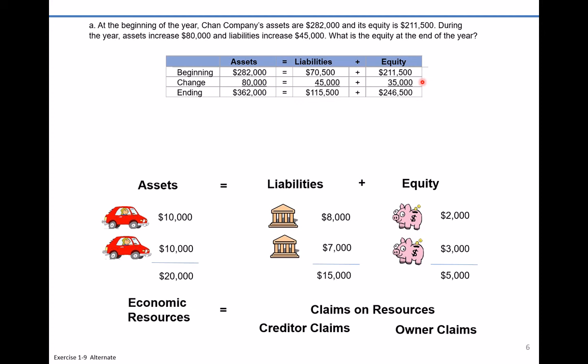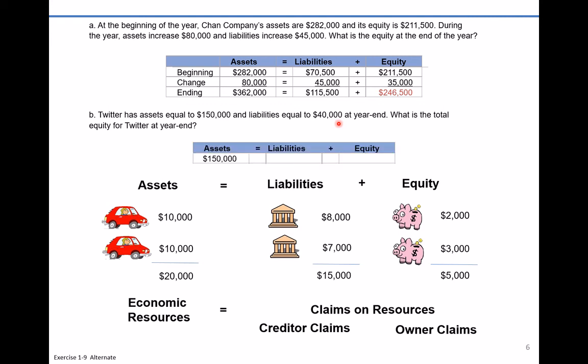Let's take a look at Part B. Part B says Twitter has assets equal to $150,000 and liabilities equal to $40,000, and both of these are year-end balances. What is the total equity for Twitter at year-end? Well, the balance sheet equation, plug in the information we know. Assets equal $150,000. Liabilities are equal to $40,000. Take 150 minus 40, and equity has to be equal to $110,000.